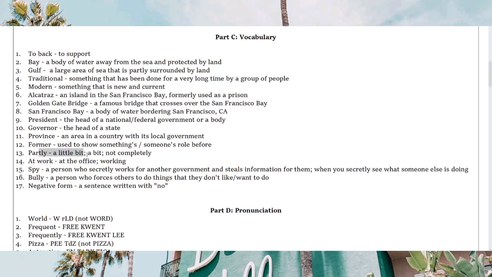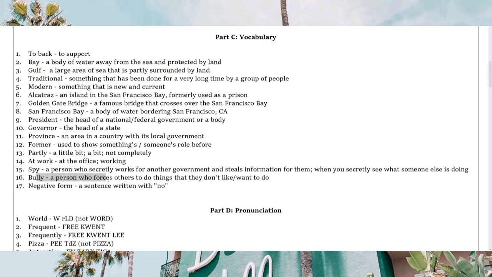Partly means a little bit, not completely. At works means at the office or working. A spy is a person who secretly works for other governments and steals information for them. Or it means when you secretly watch what somebody else is doing, that means you're spying, or that makes you a spy.